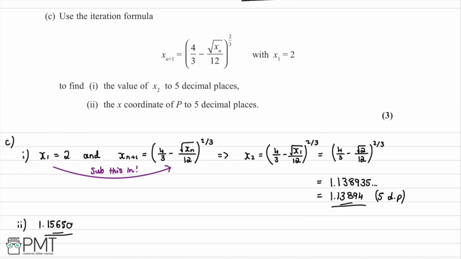There were 3 marks on offer, and we pick up our first mark for knowing to substitute our values into the equation here, and we then receive our second mark for working out what x2 was. So we'll give ourselves our second mark here, that was to 5 decimal places, and we then receive our third mark in part C for stating that this point was equal to, so we had that x was equal to 1.15650. And there we have completed this question.